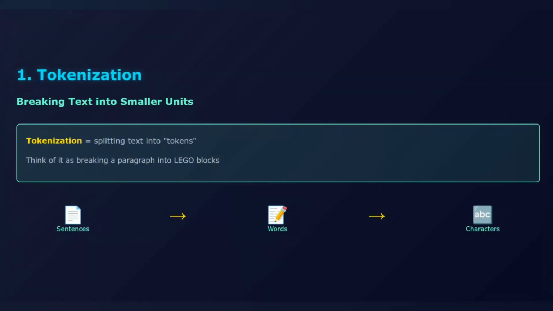Let's start with tokenization, the very first step in any NLP pipeline. What is tokenization? Simply put, tokenization means breaking down text into smaller units, called tokens. These could be sentences, words, or even characters. Think of it like this. If text is a paragraph, tokenization is like breaking it into individual Lego blocks that you can analyze separately. Let me show you with a real example.